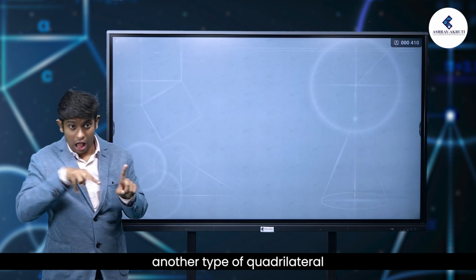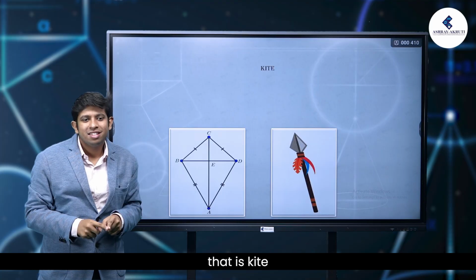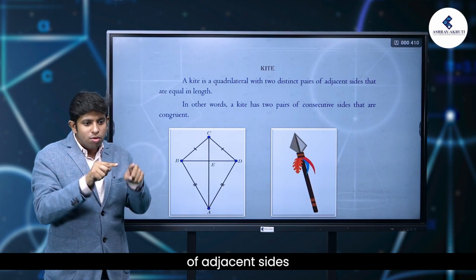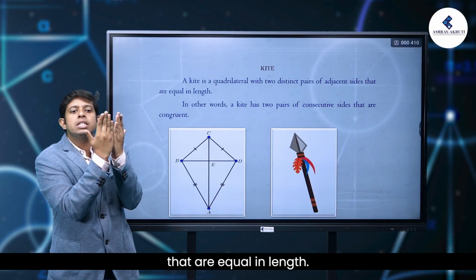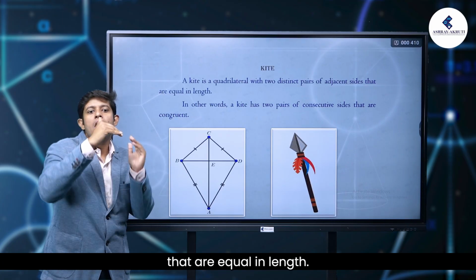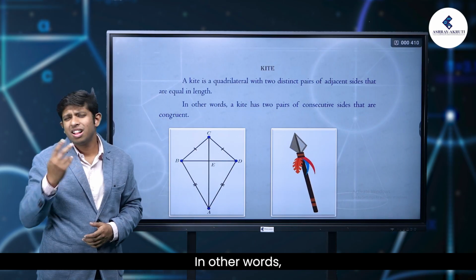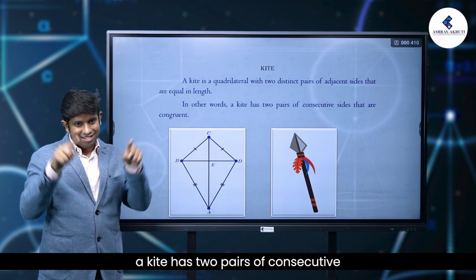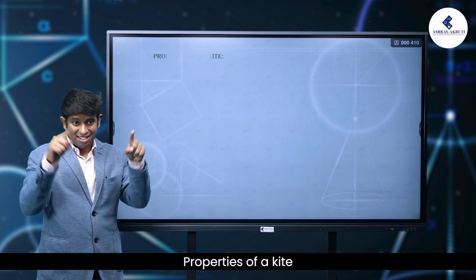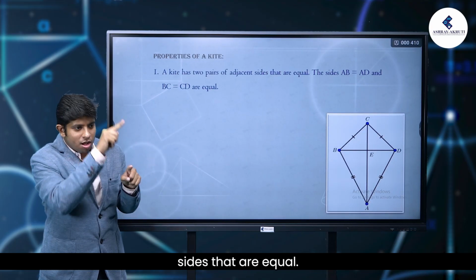Now we will learn about another type of quadrilateral, that is kite. A kite is a quadrilateral with two distinct pairs of adjacent sides that are equal in length. In other words, a kite has two pairs of consecutive sides that are congruent. Properties of a kite. A kite has two pairs of adjacent sides that are equal.